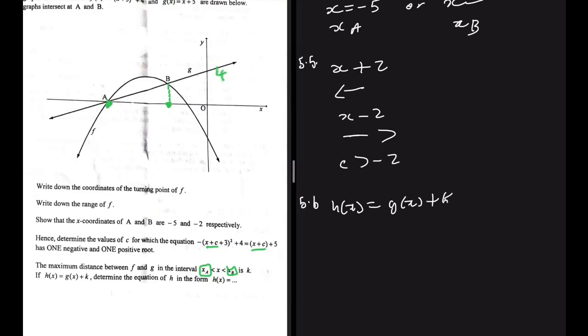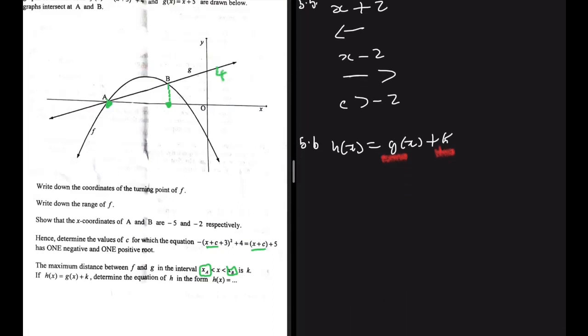So we already have g of x, right? To determine the equation of h of x, we just need the value of k. And we are told that k is the maximum distance between f and g in that interval. So let's go ahead and try to find the maximum distance between f and g in that interval. How do you find maximum distance? You say the graph on top minus the graph at the bottom, and then after that, you're going to differentiate the result and equate to 0. Let me show you what I'm talking about before I confuse you.